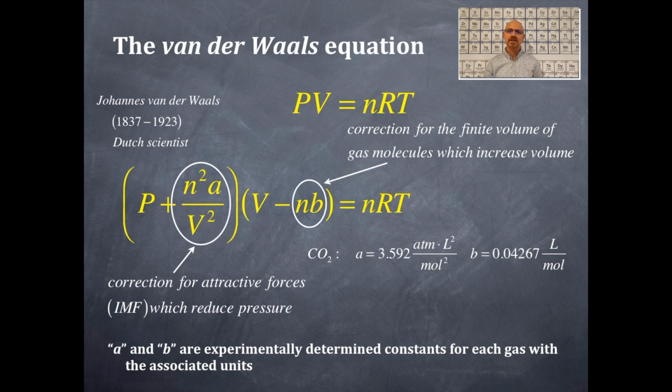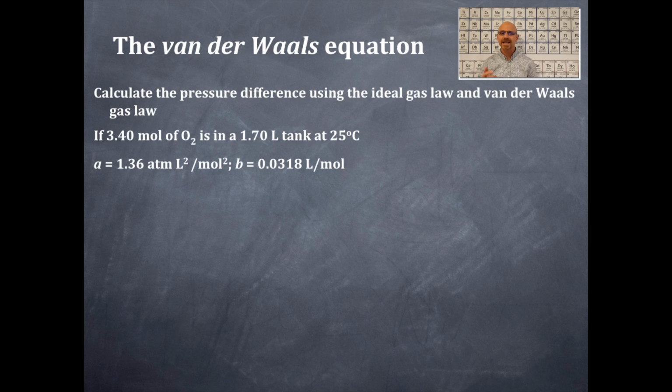All right, let's see how this is applied, and we're going to do a problem here. We're going to calculate the pressure difference using the ideal gas law and the van der Waals gas law. If 3.4 moles of oxygen is in a 1.7 liter tank at 25 degrees Celsius, and we have the two constants for oxygen that I looked up in the CRC, that is 1.36 atmospheres liters squared over moles squared for A, and for B it's 0.0318 liters per mole. So first we're going to do the ideal gas equation, then the van der Waals equation, and then we're going to take the difference of those pressures.